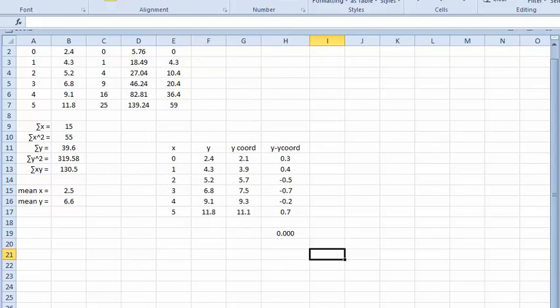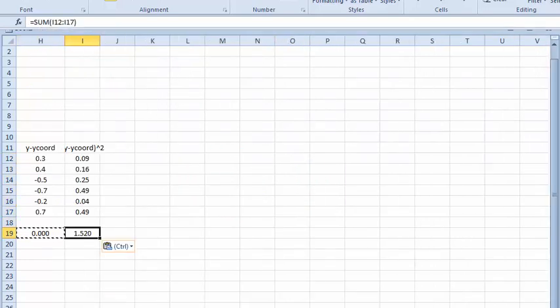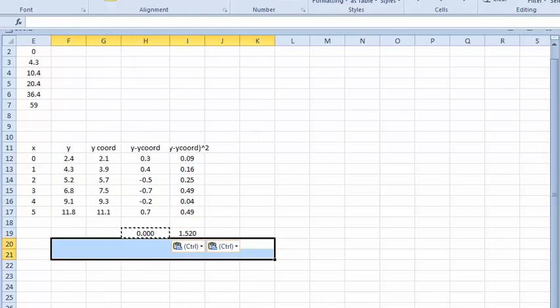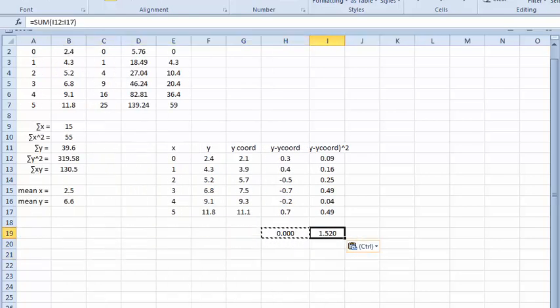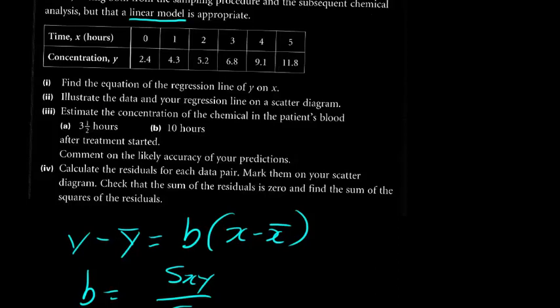And then what I want to do is find this number squared. So if I just copy that, and I will find this squared, so equals that squared, and then I want to sum those as well. So there is my number as well squared, 1.520, which I'd have as just 1.52. Let's just check. Yep, nothing else. So mark on your scatter diagram, check the sum of the residuals is 0. It is. Find the sum of the squares of the residuals. We're done.